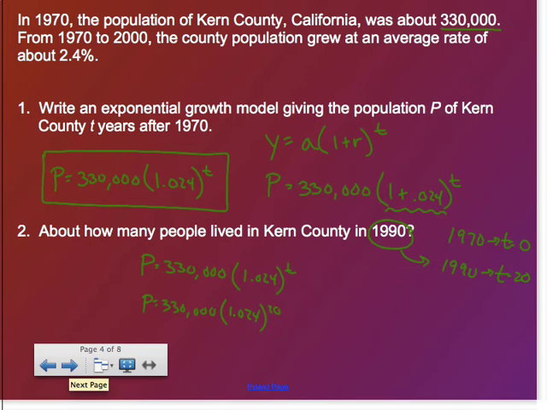If you want to take out your calculator, I'm going to do exactly the same thing. Go ahead and type in your calculator 330,000 times 1.024 all raised to the 20th power. I get a value of 530,200, and I'm going to round that last one, so 290 people. So I know 20 years later it's increased to that. Go ahead and make sure that you can get the same thing on your calculator, please.